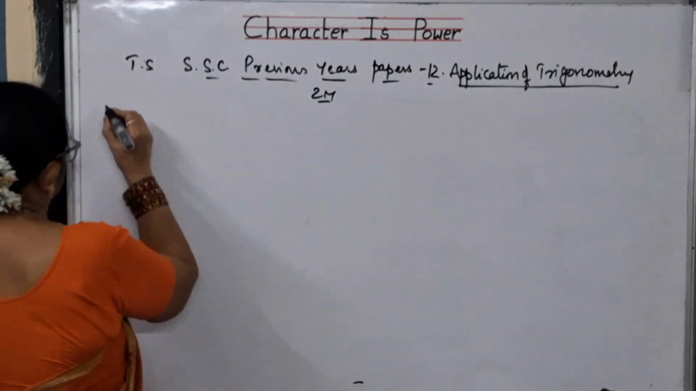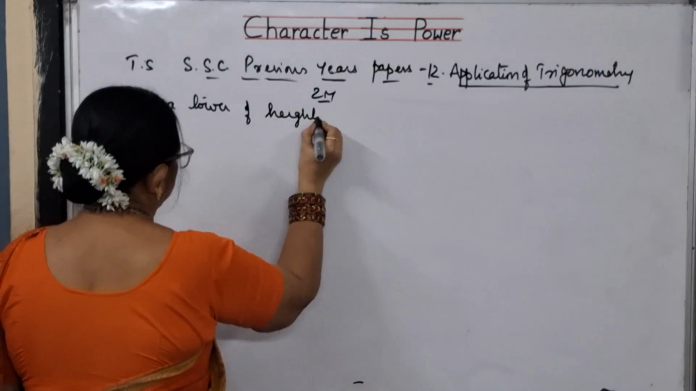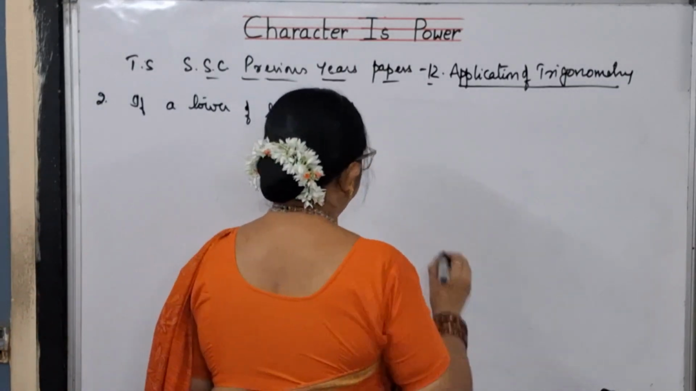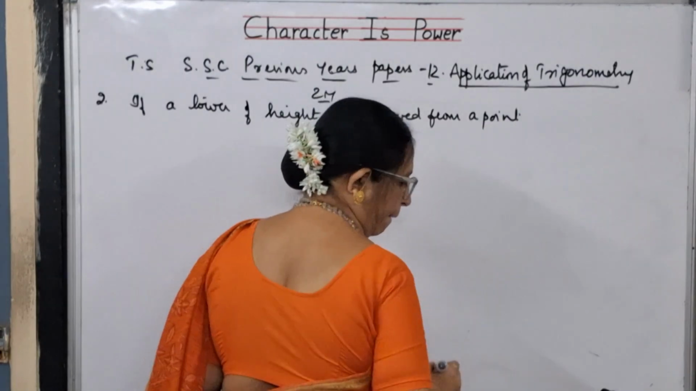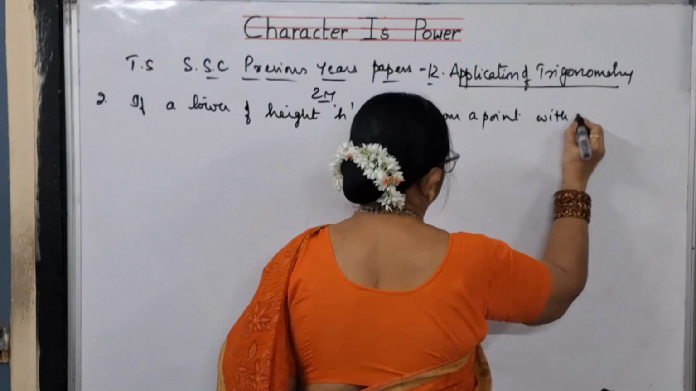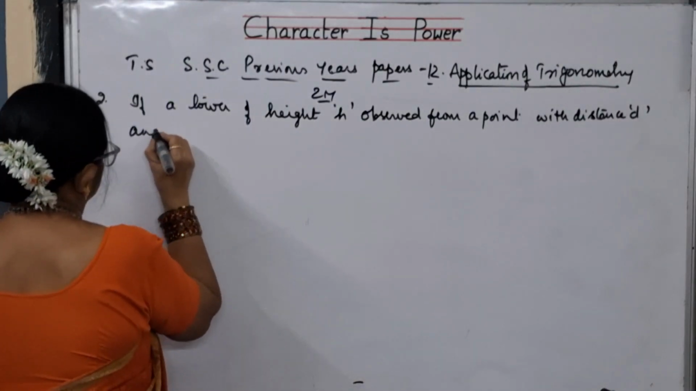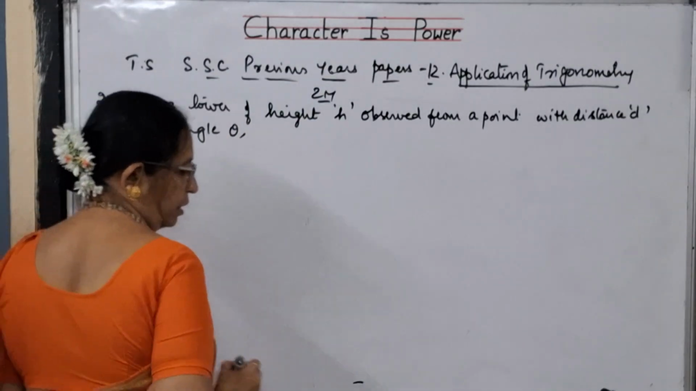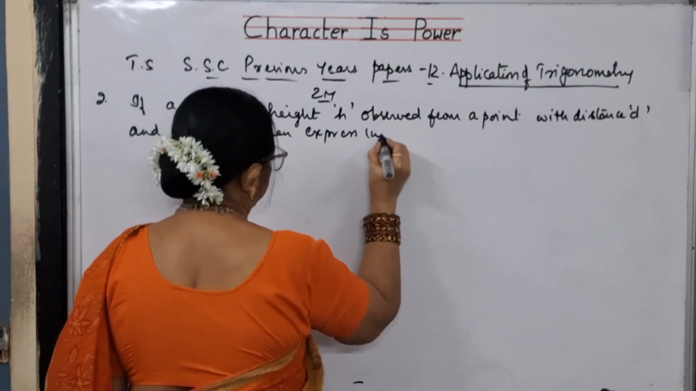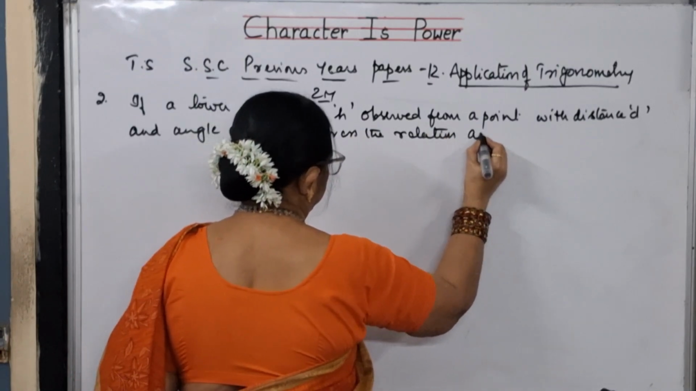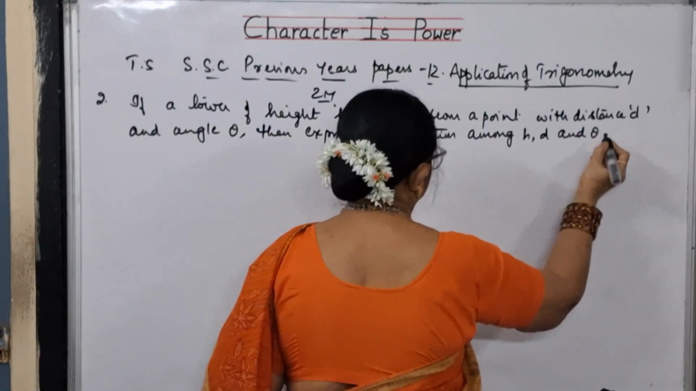If a tower of height h is observed from a point with distance d and angle theta, then express the relation among h, d and theta.